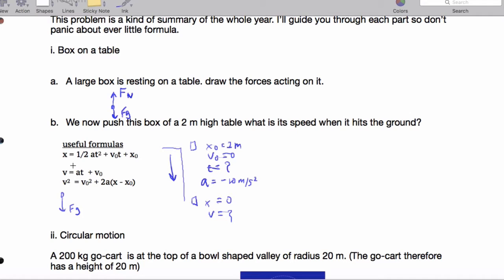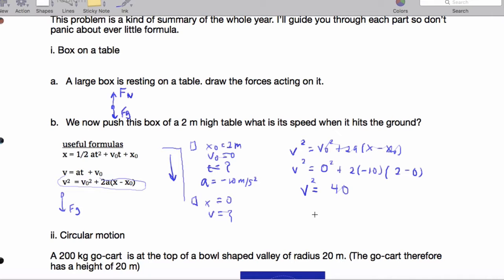Now, since we don't have time, the formula I want to pick is the one that doesn't have time in it either. So v squared is v naught squared plus 2 times a times x minus x naught. And all I'm going to do is plug in my numbers. So v squared is, again, I started at a speed of 0. My acceleration is negative 10 due to the gravity. X here is 2. We have 0. And so we end up getting v squared is 40, and that is going to give us v equals 6.32 meters per second. All right.